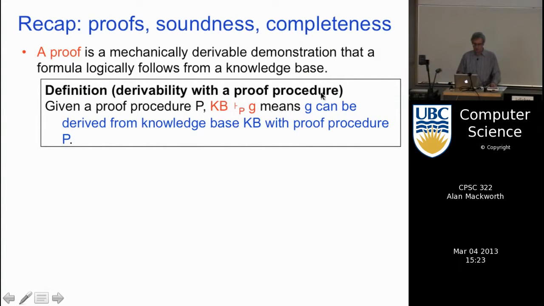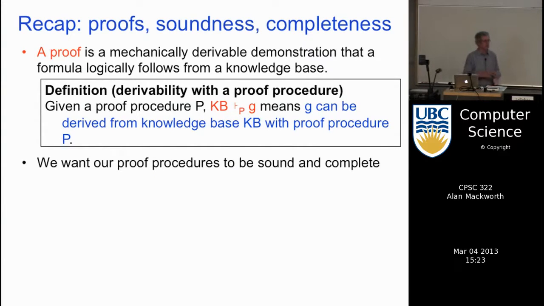Definition: derivability with a proof procedure. Given a proof procedure P, KB single turnstile, subscripted by the proof procedure, G, means that G can be derived from the knowledge base KB with proof procedure P. This is just a shorthand. That symbol is a way of writing down this sentence. We would usually say that G is derived using P from KB. That's how you read that sentence. And we're going to talk about different kinds of proof procedures, bottom up, top down. We can even do middle out, but we won't in this course, we'll just do the simple stuff.